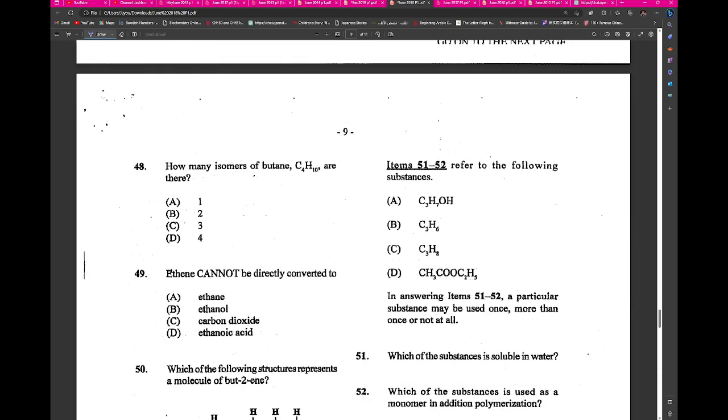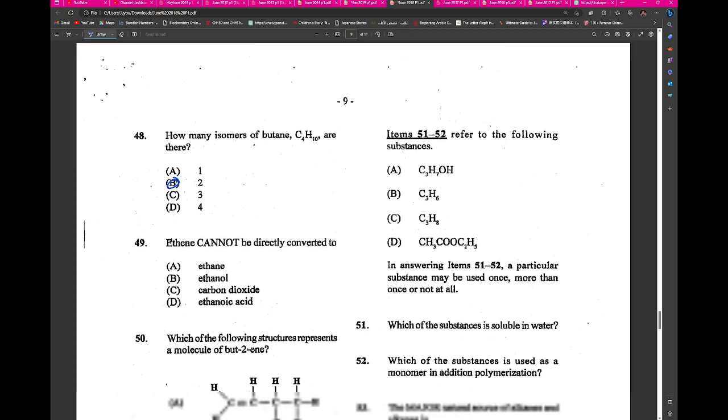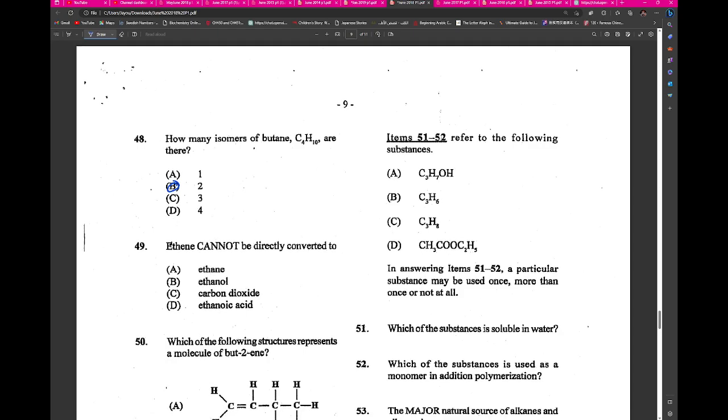Alright. How many isomers of butane are there? Right, so the isomers of butane. You will probably have to draw them out, really, but you really only have n-butane and isobutane, to be very honest. Everything else creates a bent chain and not an isomer.